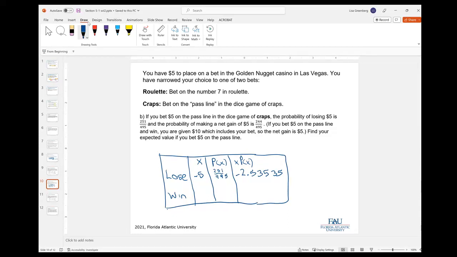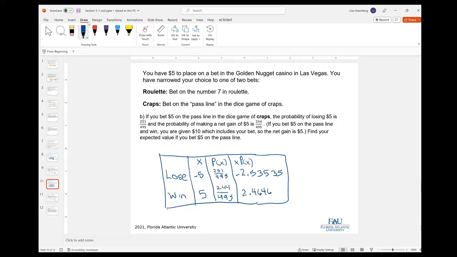the probability of making a net gain. So if I win, then I will win 5. And the odds of that are 244 over 495. So that becomes 5 times 244 divided by 495. And I get 2.4646 and so on. This kind of just keeps repeating.